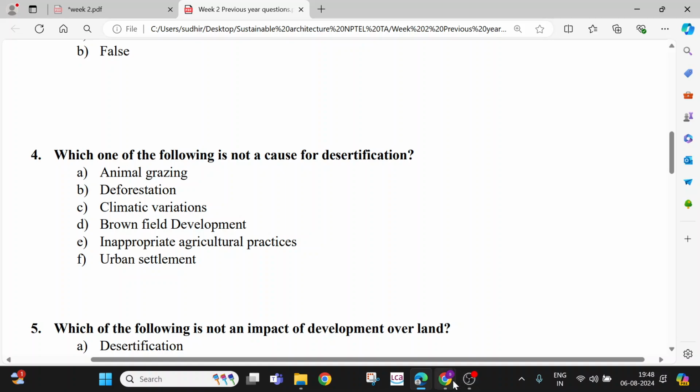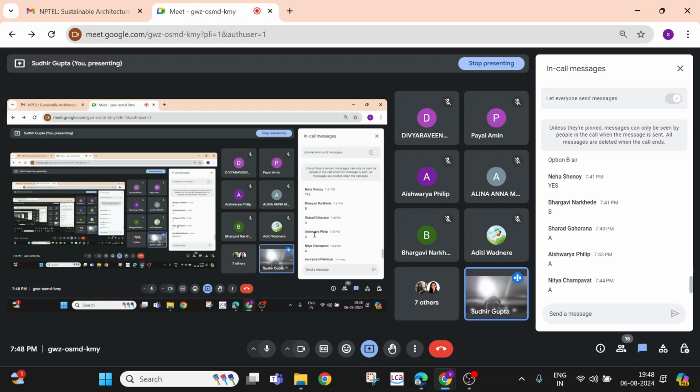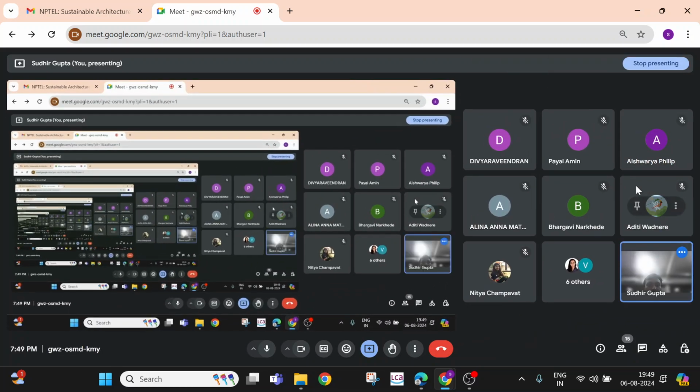So is it clear to all of you? Then we can move to the next question, or somebody wants to say something now also. It is clear to Trisha, Nitya, and what about Sarad and Aishwarya? Do they want some more explanation, or is it clear to them also? Are they clear now? Okay, fine. Then we can move to question 5 of the previous year.